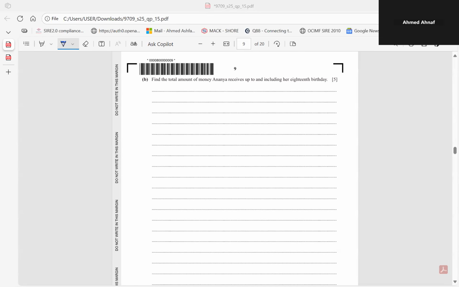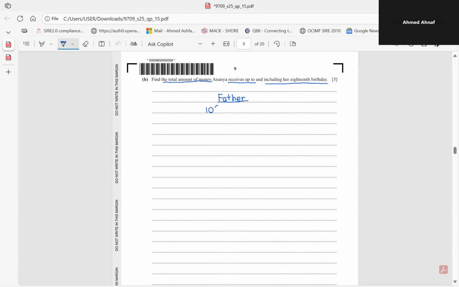Okay, so for this next part, we're going to have to find the total amount of money Ananya receives up to and including her 18th birthday. So basically, they're asking us to find the sum of money she gets from both her mom and dad all the way until her 18th birthday. Okay, so to find this out, let's find how much she gets from her father first.